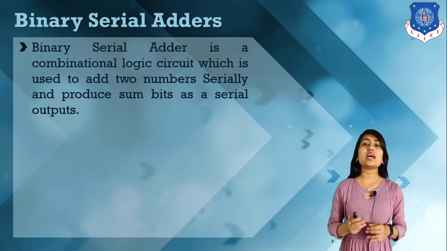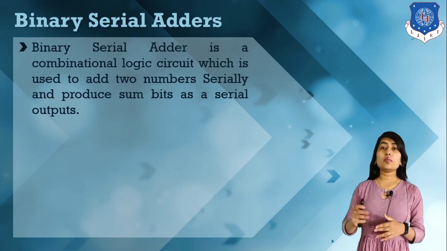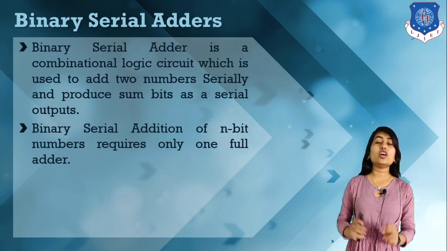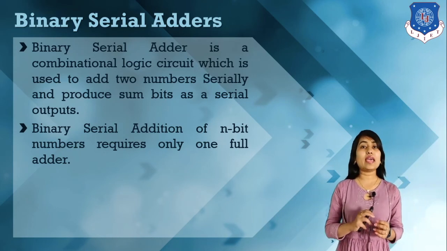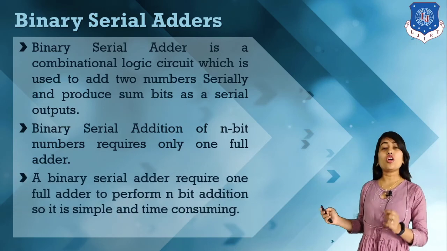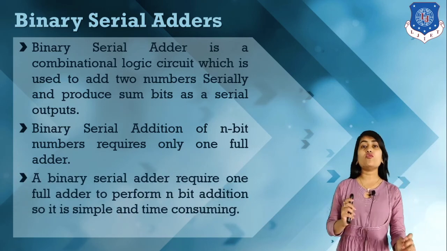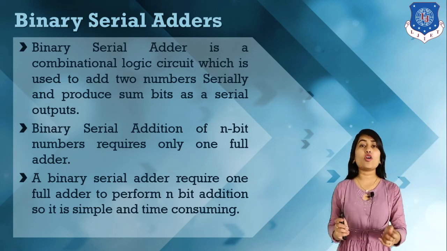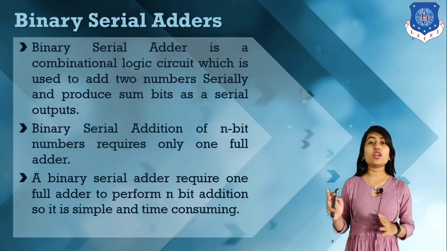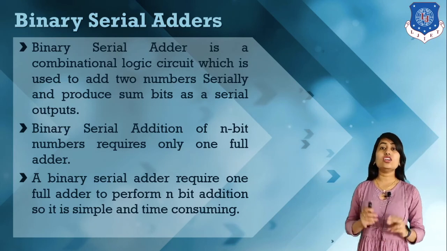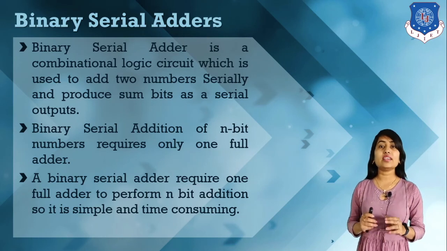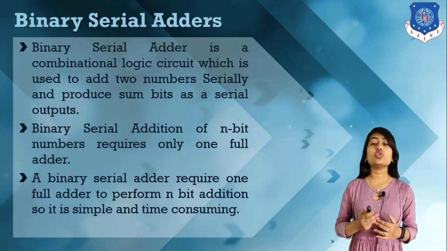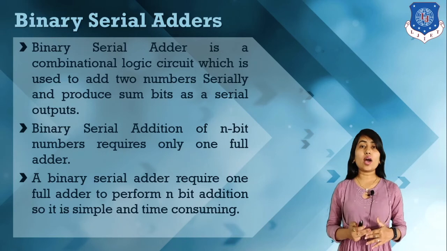Here bits are transferred serially, so one by one bits are entered into one full adder, and according to that we have a sum and carry output. To perform addition of n bits we have to use only one full adder. Using only one adder we can perform addition of any number of bits in a binary serial adder. This binary serial adder is basically time consuming because as we have more data, to perform addition we require more time.